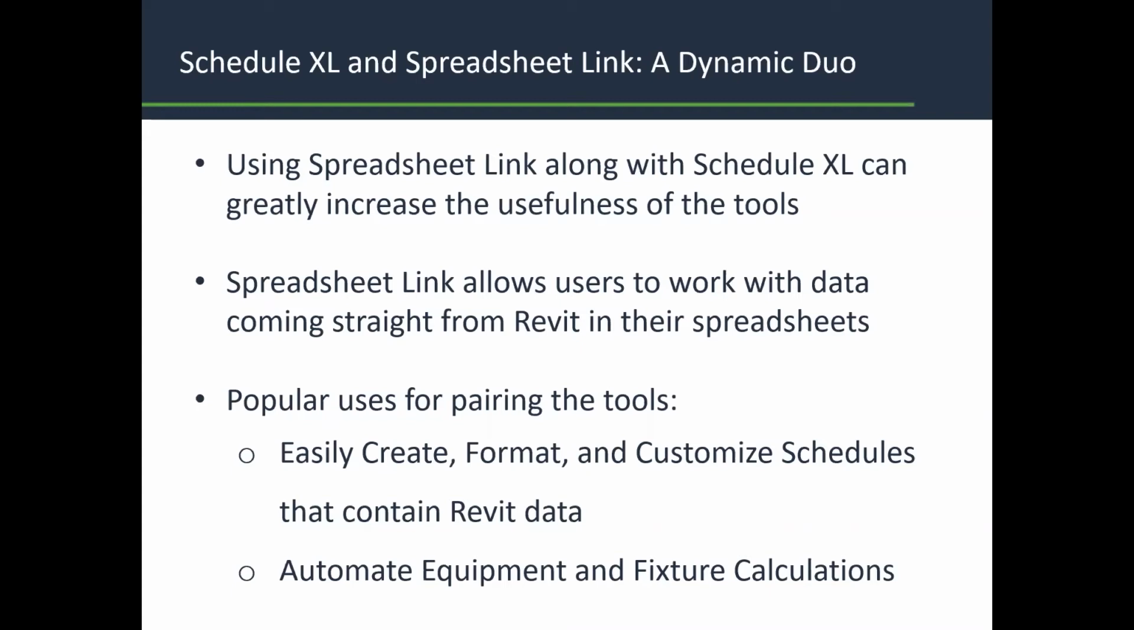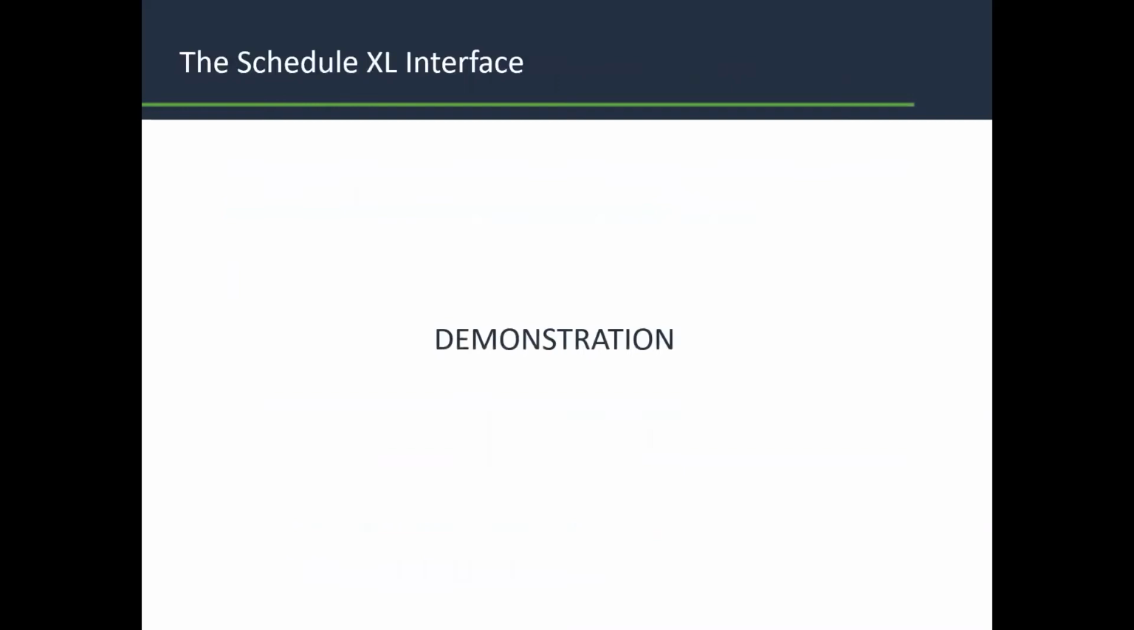Some popular uses for pairing those tools are, again, to easily create, format, and customize schedules. But now you can do that with Revit data, which can help you automate some calculations. Some popular uses for that include building out your electrical panel board schedules, or I've heard of people using it for making automatic plumbing fixture calculations for their water closets, drinking fountains, lavatories, things like that.